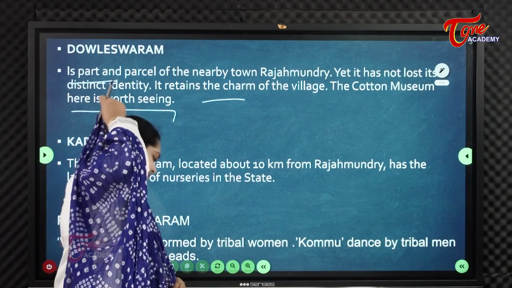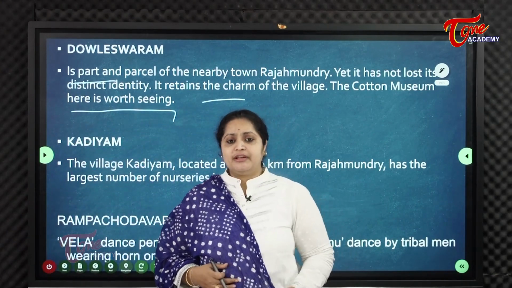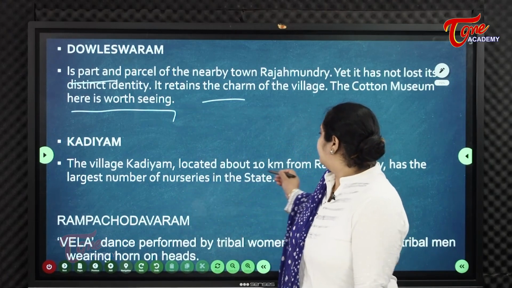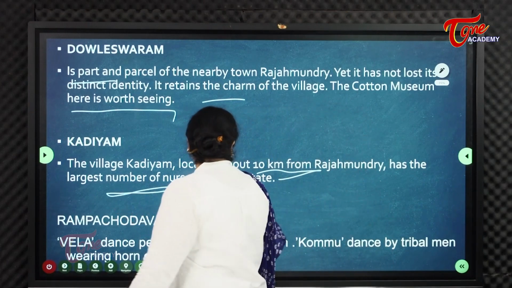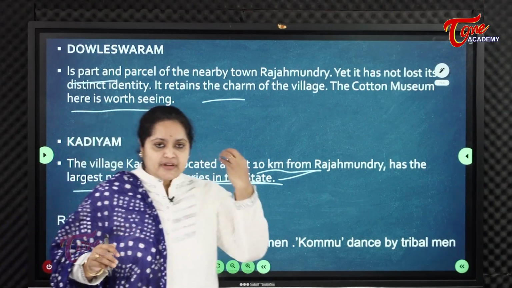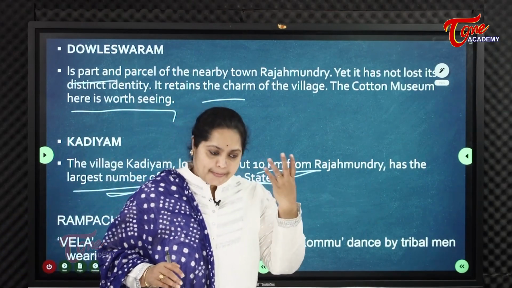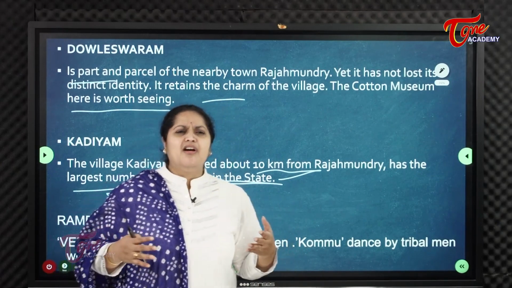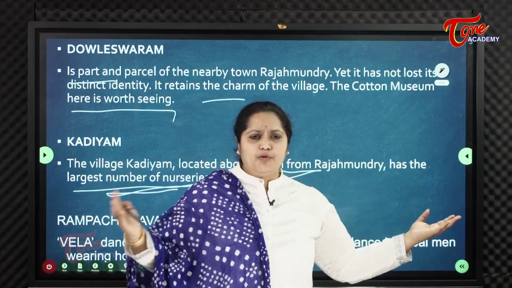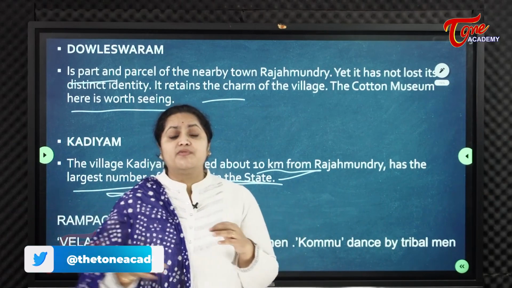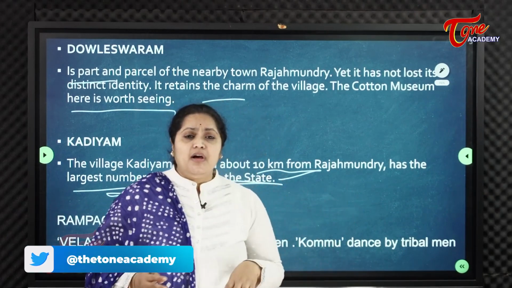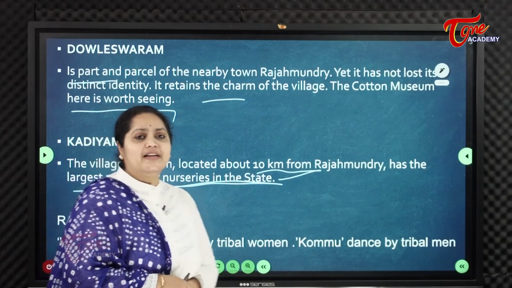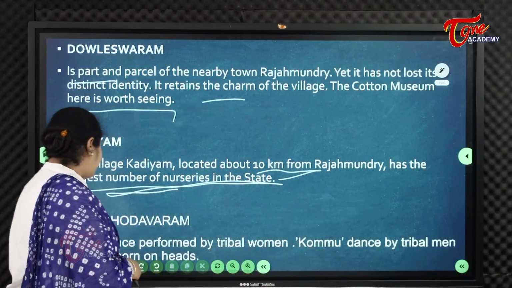Next, Kadiyam. Kadiyam Lanka is very famous, as we already talked about, for nurseries and plants. The village Kadiyam, located about 10 kilometers from Rajahmundry, has the largest number of nurseries in the state. If you travel by road from Rajahmundry, between Kadiyam and Rajahmundry, on both sides of the road you get to see so many nurseries with different varieties of plants and trees. So Kadiyam is called the horticultural hub of East Godavari. Next, Rambachodavaram.